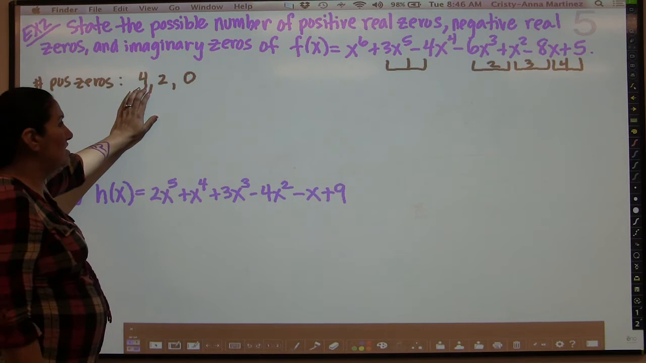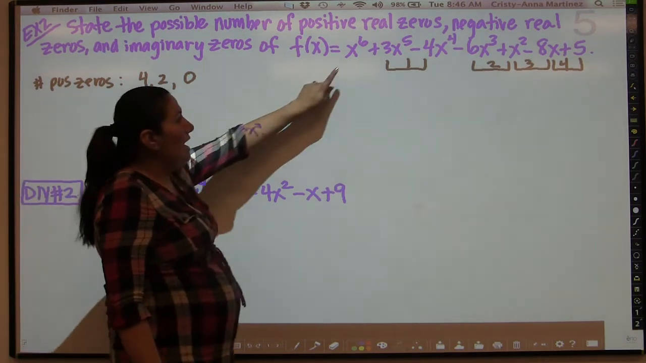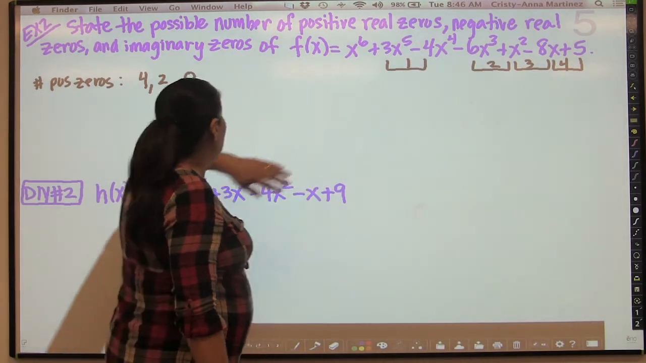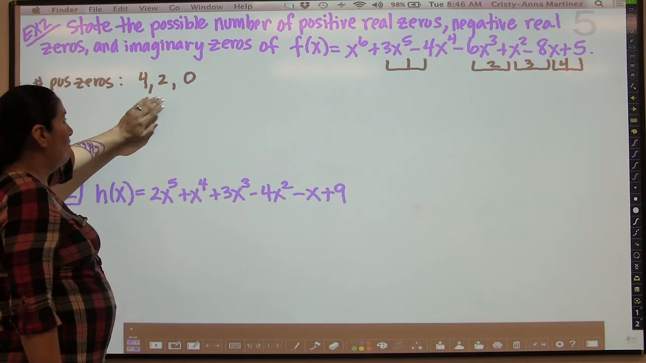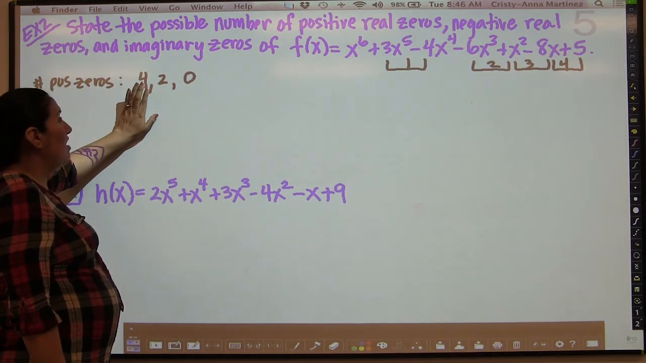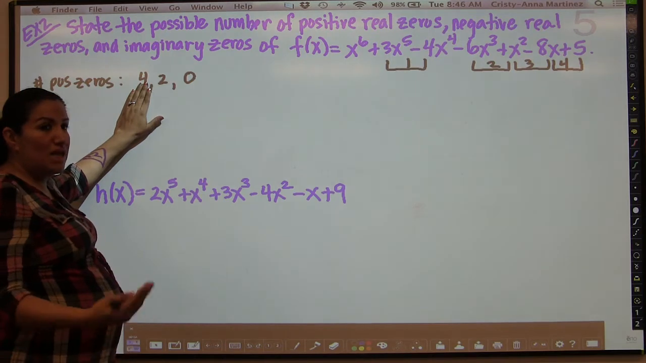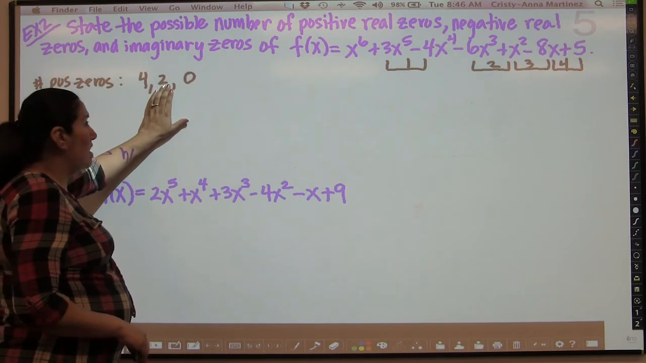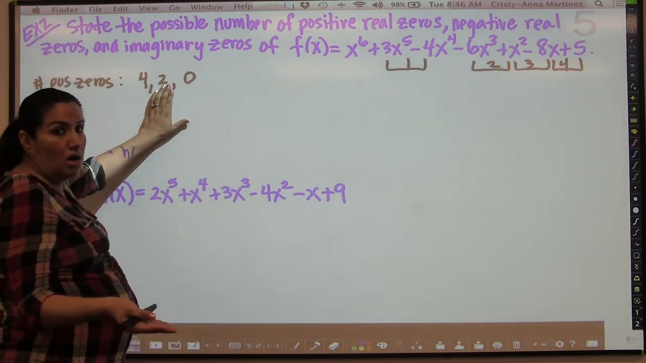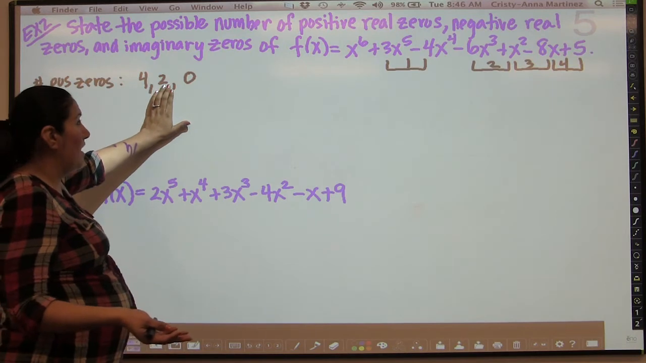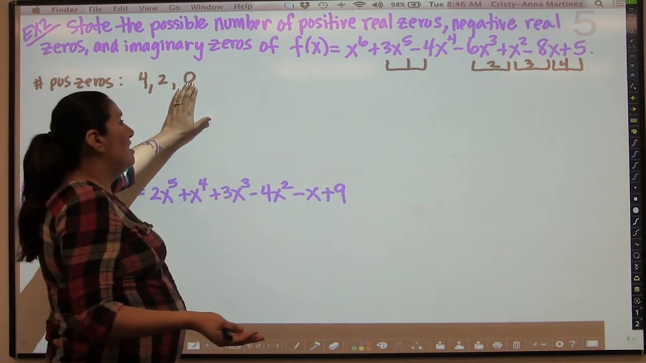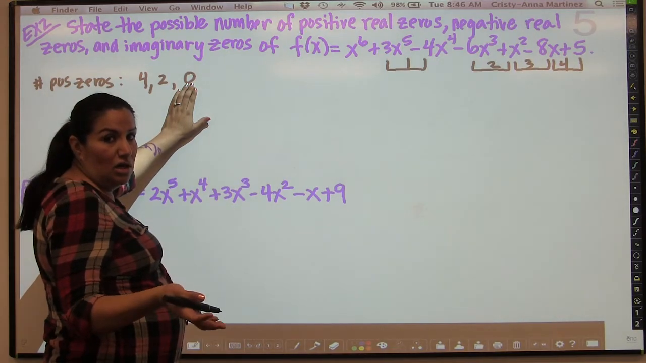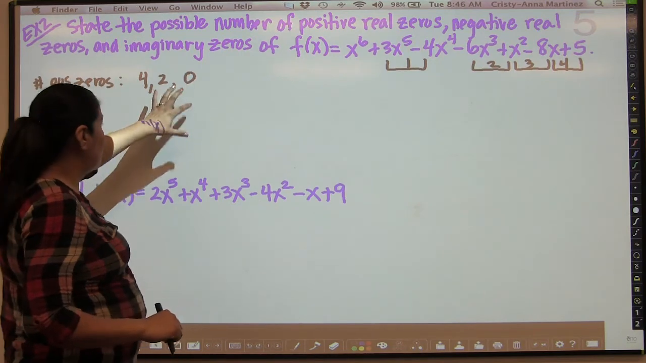So if you have 4 positive zeros, now keep this in mind, you have x to the 6th power here. This tells us that you're going to have 6 zeros. And this is telling you that you're going to have 4 positive ones possibly. If you have 4 positive ones, then perhaps the other 2 are negative, or perhaps the other 2 are imaginary. If you have 2 positive zeros, then perhaps the other 4 are negative, or perhaps the other 4 are imaginary. If you have no positives, then perhaps the other 6 are negative, or they're a combination of negative and imaginary. That's kind of what's happening there.